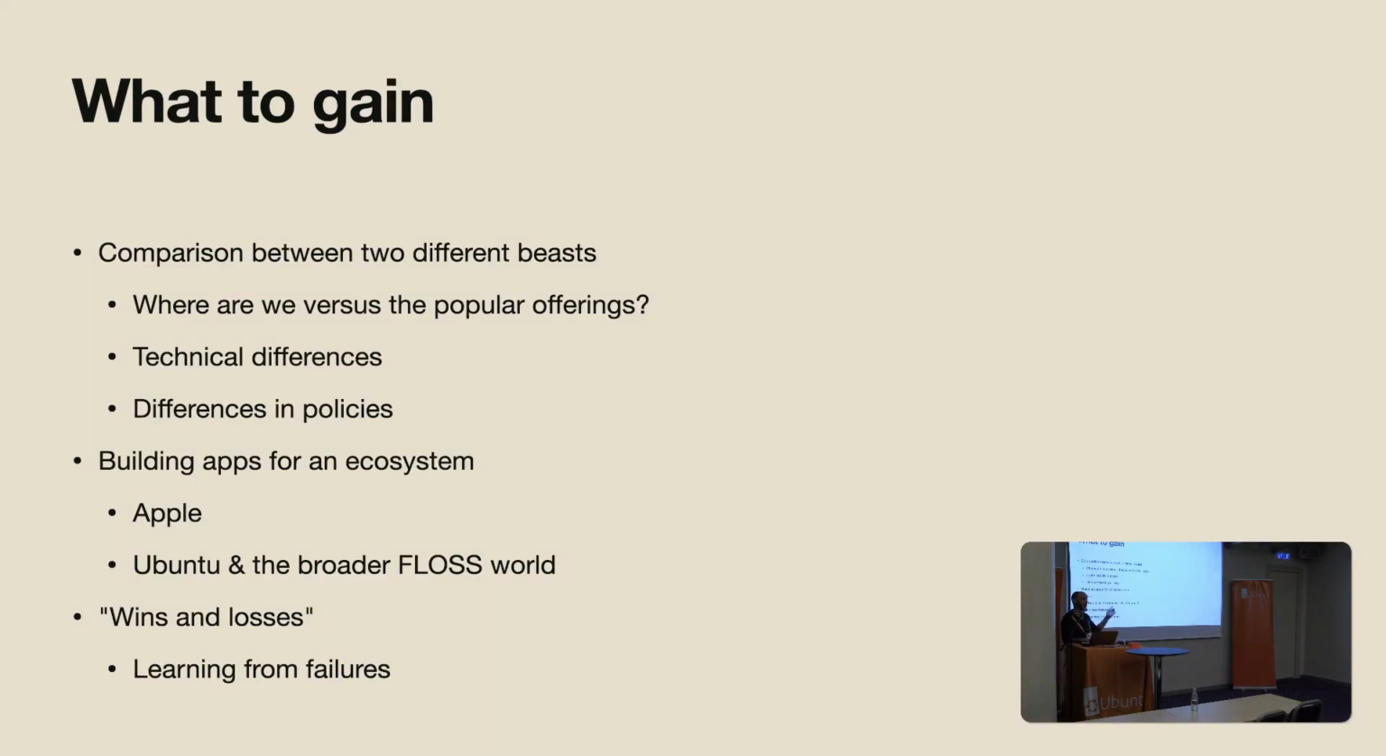So, what I want to talk about specifically, also what to gain from this talk, is a comparison between two different beasts. It is apples and peaches to a certain degree, but what can we learn from other platforms? What can we apply on our platforms? And how can we interchangeably make those things work properly? Building apps for an ecosystem. How can you work inside of an Apple ecosystem versus how can you use Ubuntu Touch to work for and with the broader free and open source communities? And learning from my failures. Please don't attempt this at home.